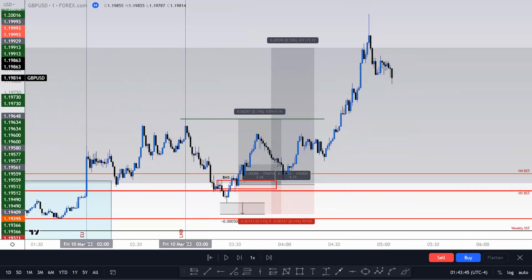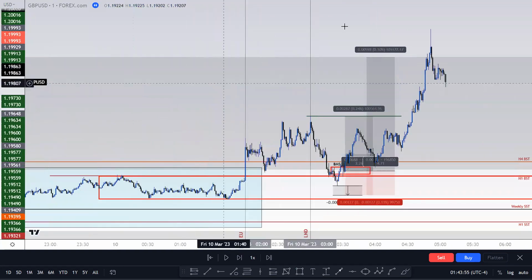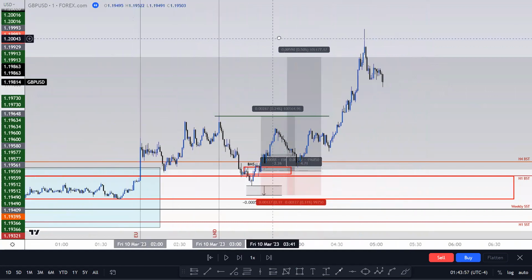So that's it, guys. That's all the setups that delivered between Monday to Friday last week. On Monday, there was no setup at all. But on Tuesday, Wednesday, Thursday, and Friday, we did have a setup in the London session on each and every single one of those days.